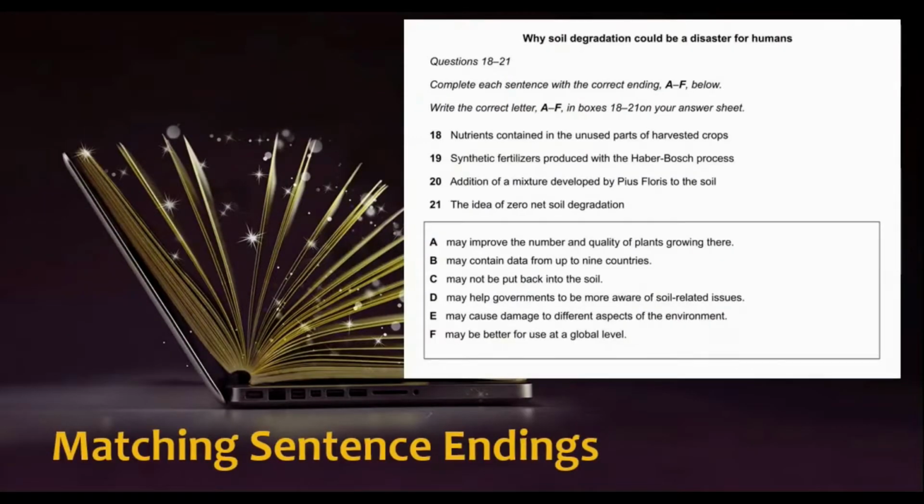In matching sentence endings question type, the question statements, example 18 to 21 here, will be in the correct order in the passage. You need to locate the keywords in these question statements, scan for them in the passage, find the answer and match it with the answers given in the box here. Remember that the sentences will always be paraphrased. You will not find the exact sentence word by word.